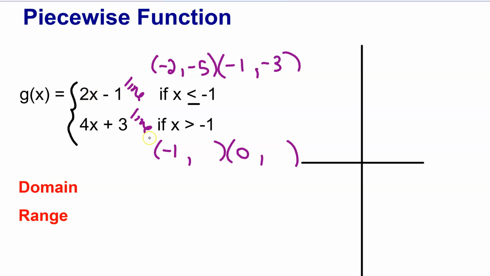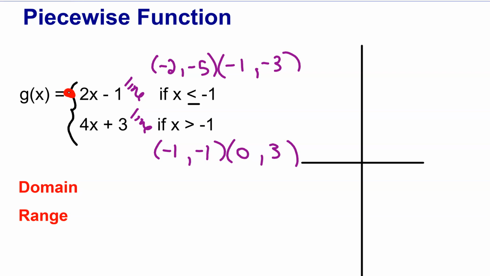I'm going to do the same here. -4 plus 3 is -1. And 0 plus 3 is 3. So here's my points. I know these are parts of lines. So I'm going to just mark that. That's going to be the red one over here.